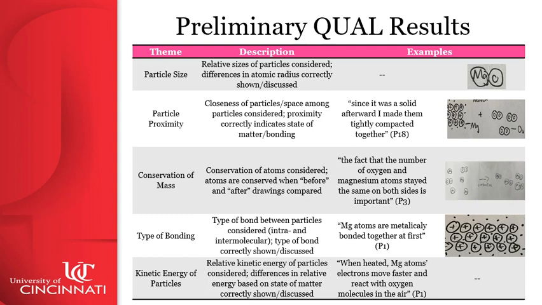Here we have some initial themes that have emerged encoding both drawings and explanations from students. Some examples of themes include things like particle size, particle proximity, conservation of mass or conservation of atoms, what type of bonding is shown, kinetic energy of particles. I expect more themes will emerge as I work. Some of these are expected based upon what's noted in the literature, and others may not be expected.